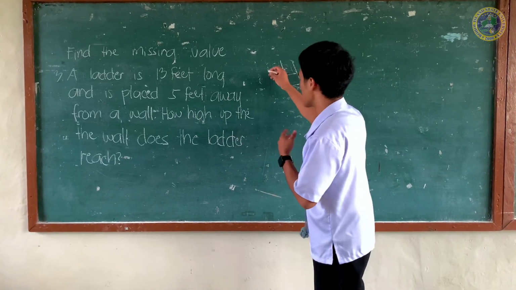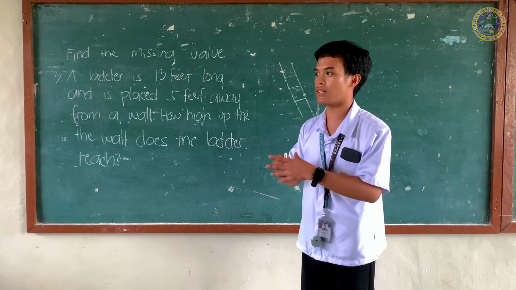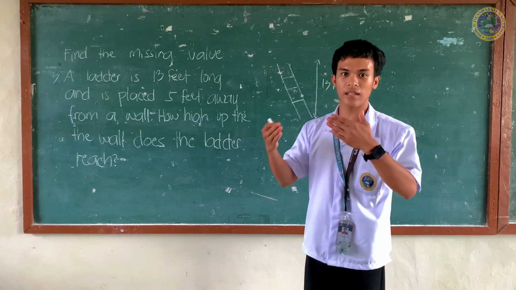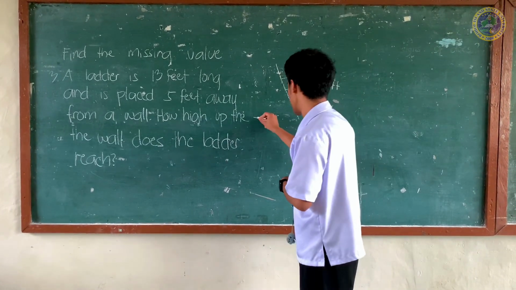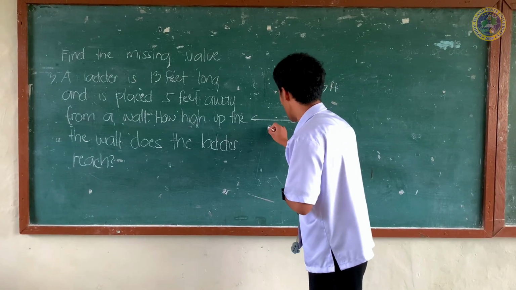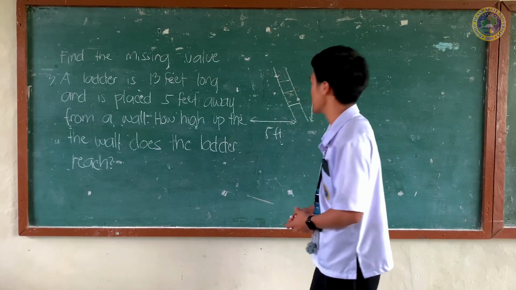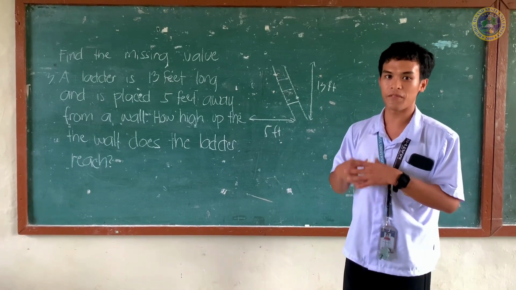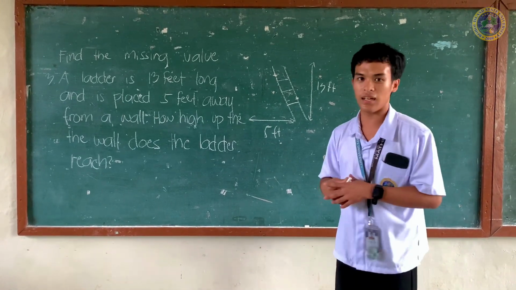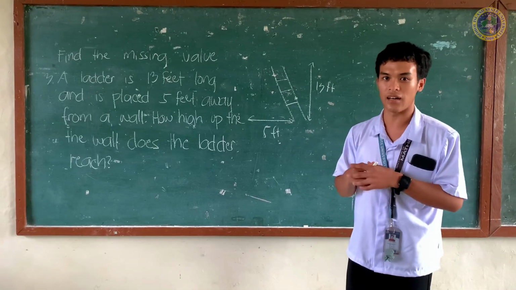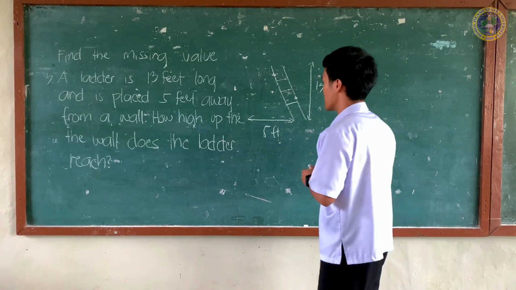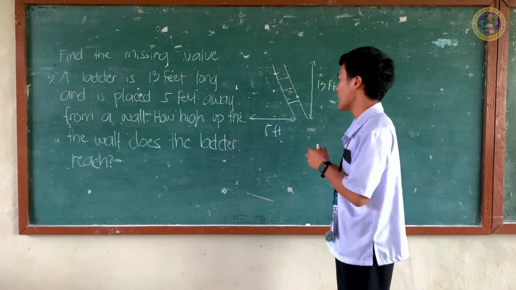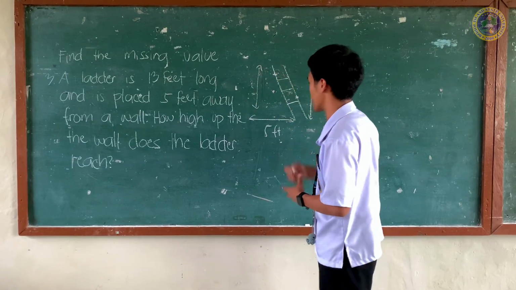So it means the distance between the wall and the foot of the ladder. So this is 5 feet long. So now, since we already illustrated the given values or sides, now we can identify which side is missing. So it's clearly the height. So the height is missing.